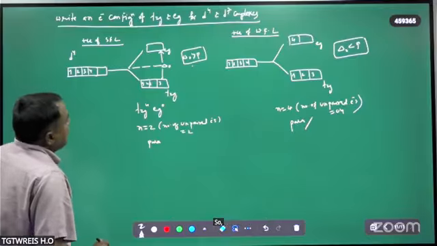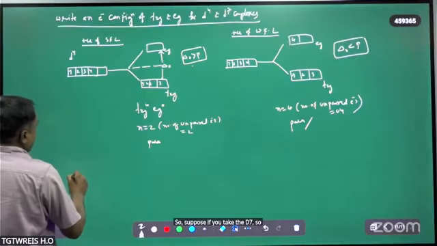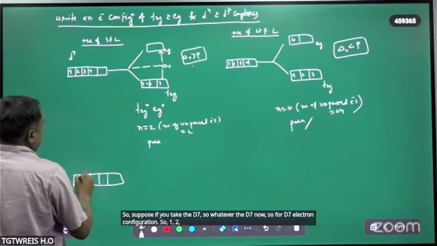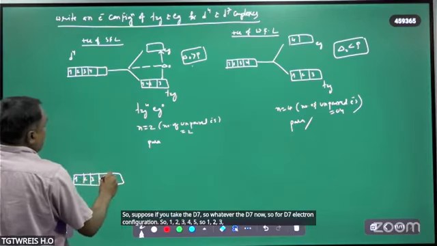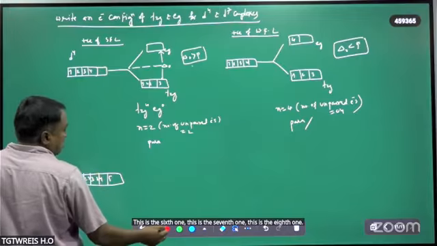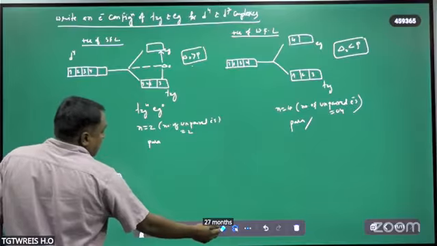Suppose you take D7 now. What about D7? For the D7 electron configuration: 1, 2, 3, 4, 5, this is the sixth one, this is the seventh one. Only 7 electrons.